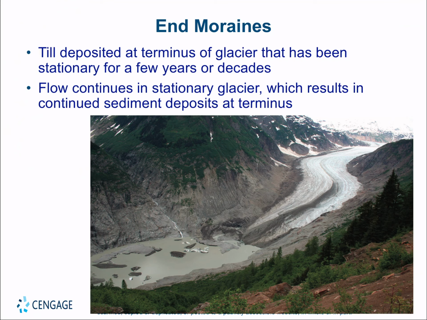Now let's talk a little bit about the different types of moraines we can have. So an end moraine is till that's going to be deposited at the terminus of a glacier that's been stationary for a few years, maybe even decades. So the flow is still going to continue in the stationary glacier, so you're going to get that continued sediment deposited at the terminus. So in this picture, your terminus would be right here. So all this sediment is being deposited by that stationary glacier.